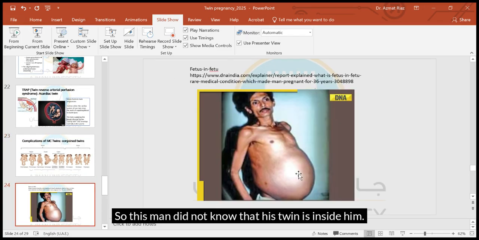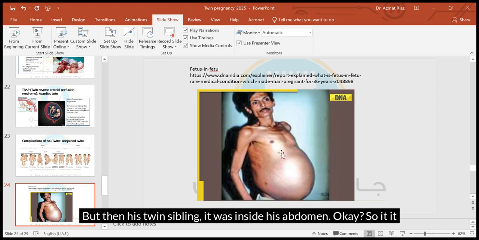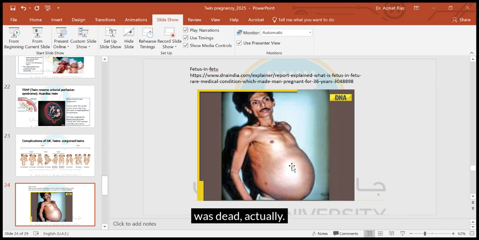Twin is inside him. So initially, when he was conceived, it was a twin pregnancy. But then his twin sibling was inside his abdomen. Okay, so it was dead actually.